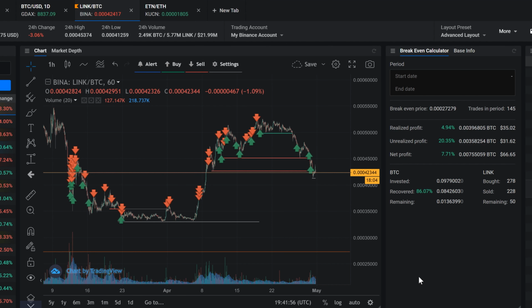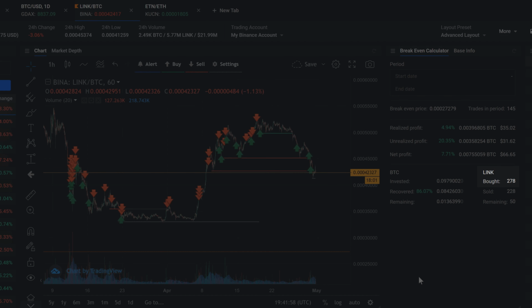If the value is negative, it means that you are in profit. On the right side, you will see the information regarding the base currency. Bought, how many coins have been bought. Sold is how many coins have been sold. And remaining shows you how many coins you still have, which you can sell for more profit.